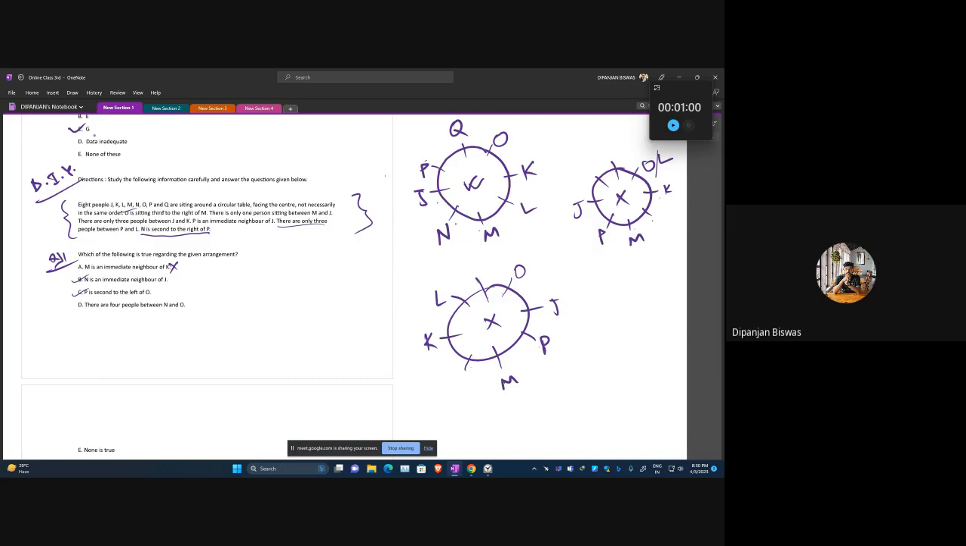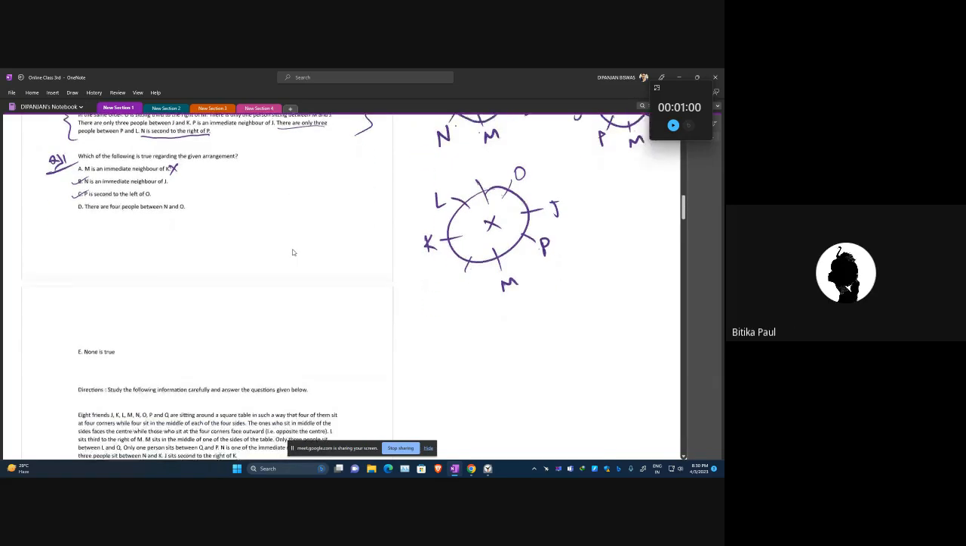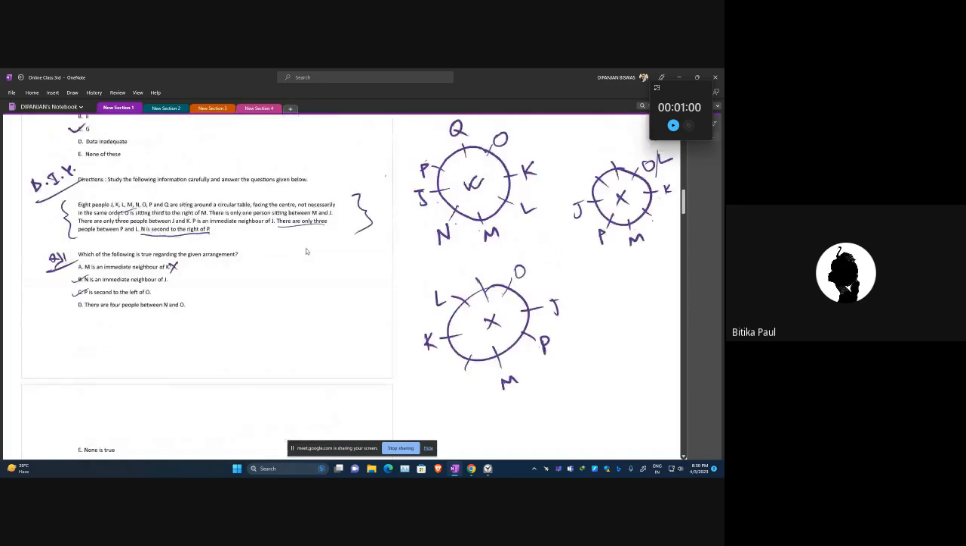There are only three people between P and L. Also, there are three people here. N is second to the right of P. So our sitting arrangement is correct. There is no error in that. But in the question, we have two right answers. Sir, I have an observation. It's written that P is second to the left of O.